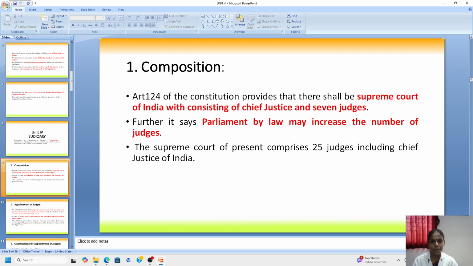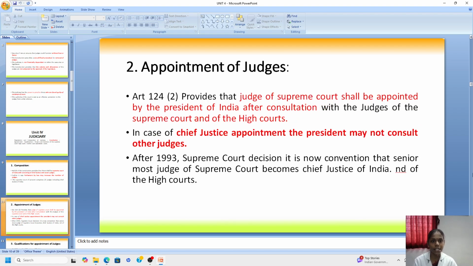Next, Constitution. So, composition. Article 124 of the Constitution provides that there shall be a Supreme Court of India consisting of a Chief Justice and 7 judges. Further, it says Parliament by law may increase the number of judges. The Supreme Court at present comprises 25 judges, including the Chief Justice of India.